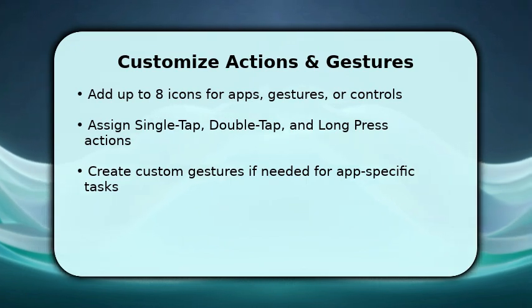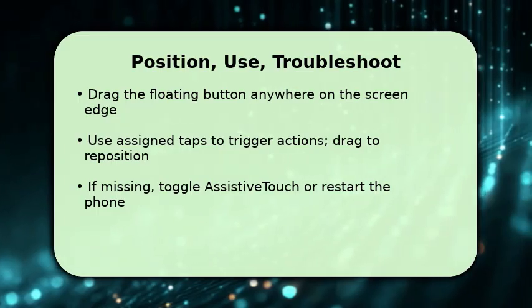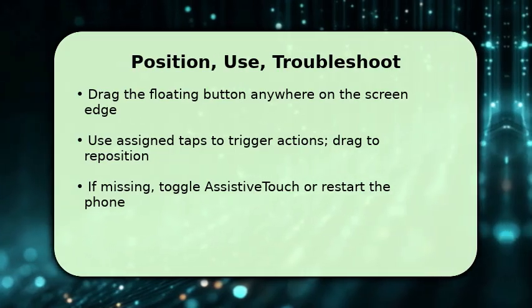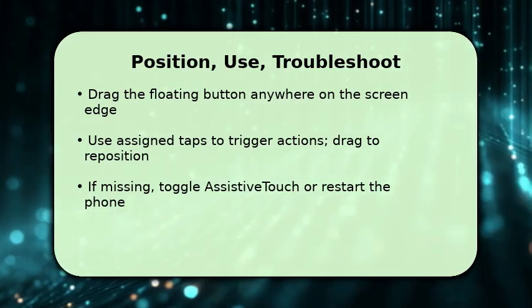Finish by positioning and using the new QuickBall. Drag the floating Assistive Touch button to any screen edge for comfortable reach. Use the assigned single, double, or long press actions to perform tasks instantly. This replaces repeated gestures and menu hunting.